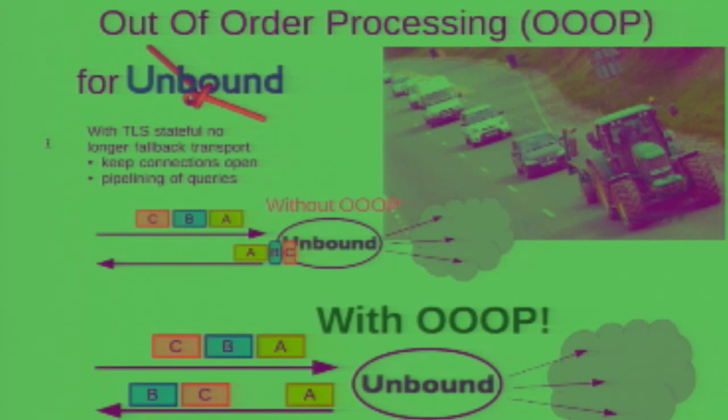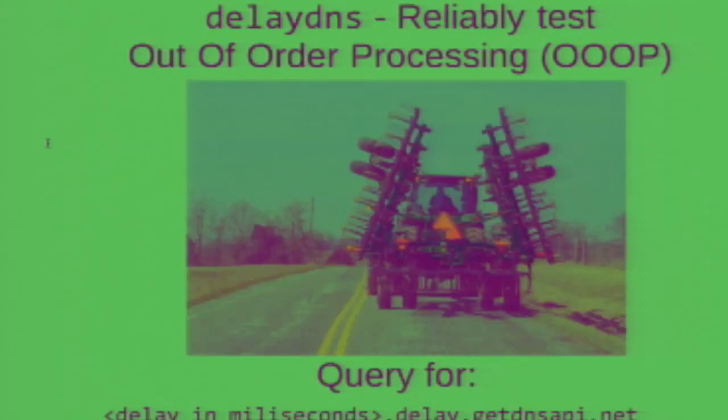So here, if you have a series of queries, A, B, C, over a pipeline, and A is a little bit slow, takes longer, B and C cannot take over. They cannot be answered earlier, although they are already ready. And with out-of-order processing, A, B, C queries are received by the Unbound resolver. They can be resolved asynchronously and answered out of order. So B, C can already be answered before the slow answer A arrives and can be sent back. So that is a great improvement here.